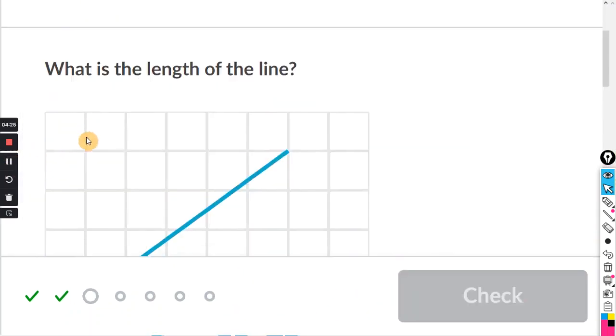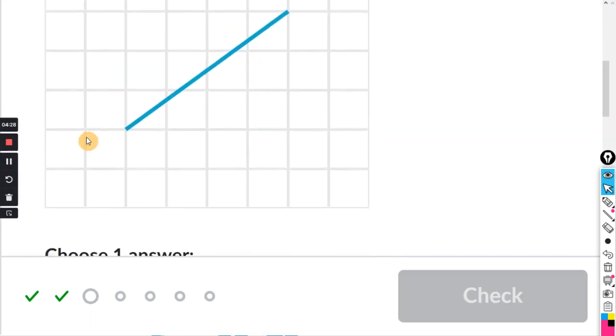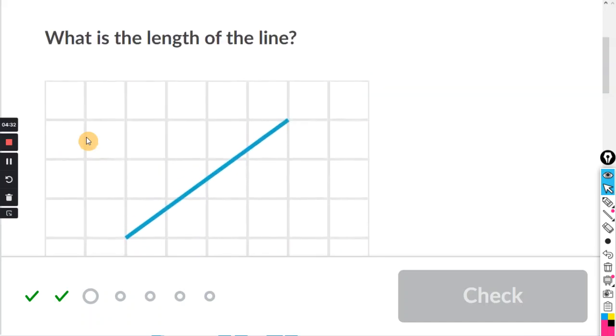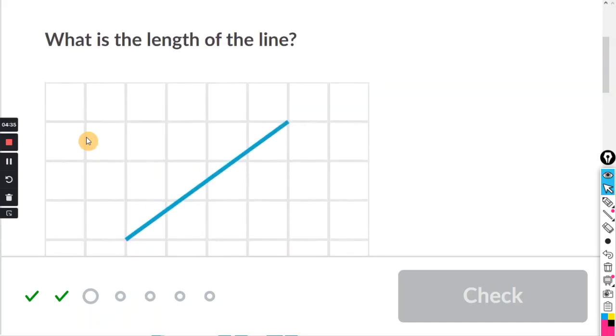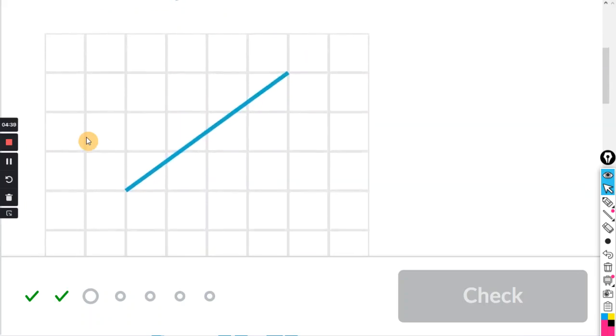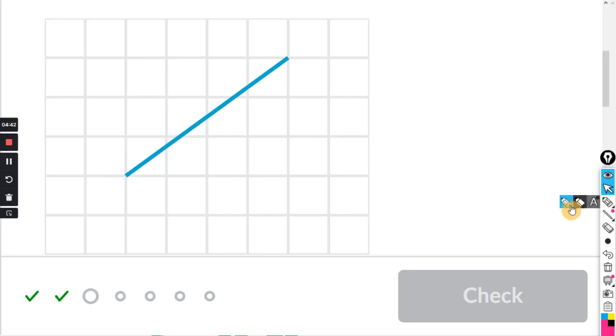Okay, here we have the line on the graph. What is the length of the line? Now, we can do coordinates for this, but we really don't have to. We're just going to use the Pythagorean theorem, okay? And it's really the same thing. So instead of using the distance formula, I am going to use a squared plus b squared equals c squared. Okay? And we're going to construct a right triangle.